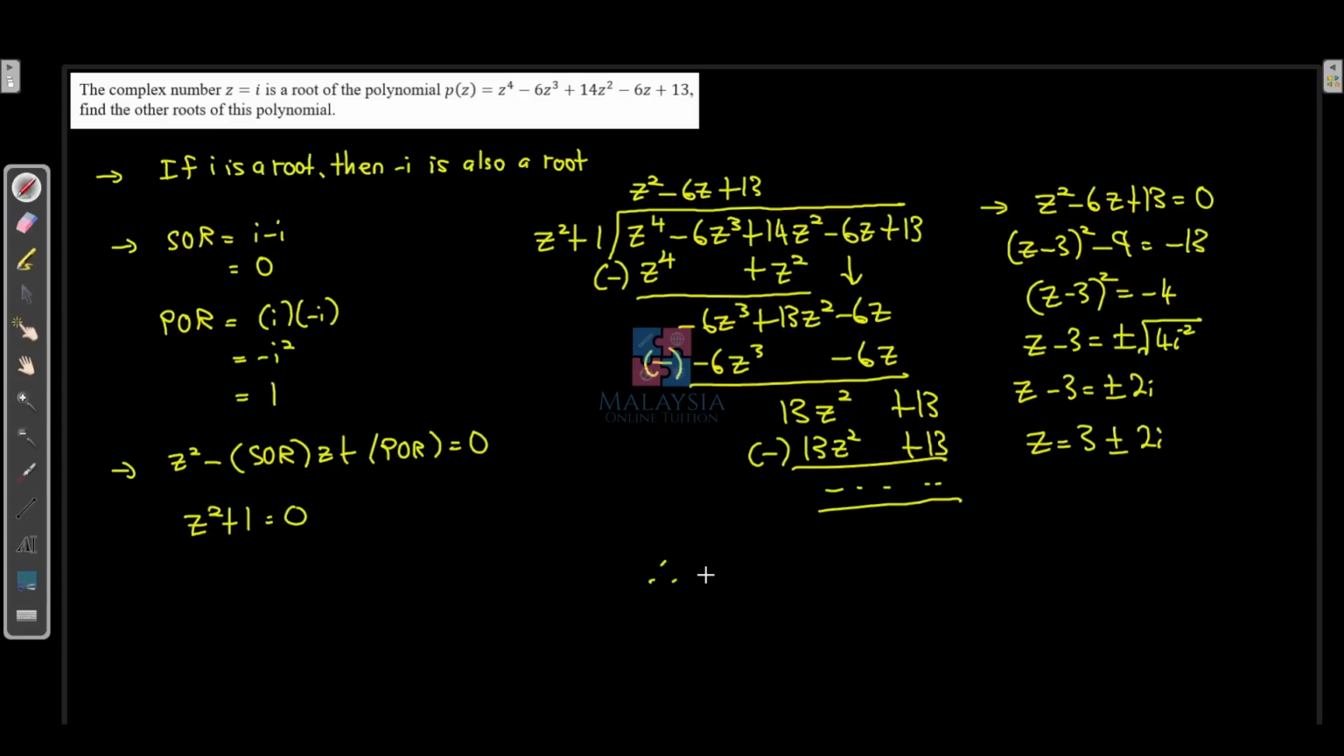So for the final answer for this question, we have our roots to be z equals negative i, because they said the other roots, right? And then z equals 3 plus 2i. And finally, z equals 3 minus 2i.